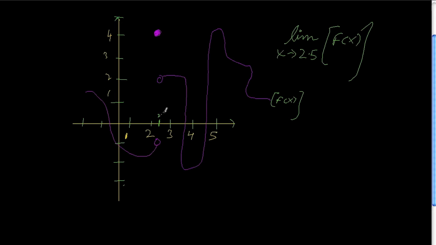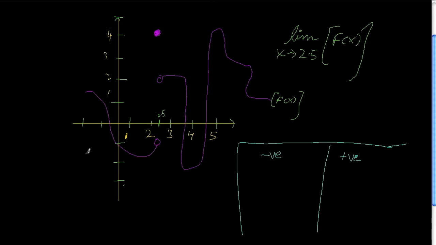This is 2.5, and again we're going to solve this limit in two parts. First we're going to approach it from the negative direction, and then we'll approach it from the positive direction. Now if you see this diagram clearly, let's approach from the negative direction first. From the negative direction, the function is pretty straightforward. It's coming like this, and it's right here.